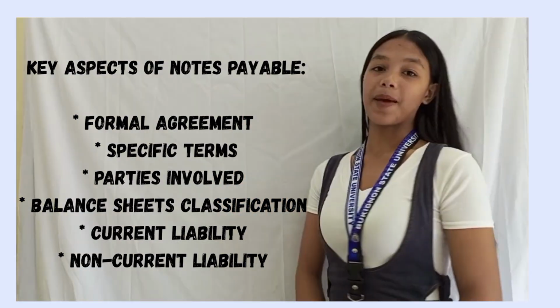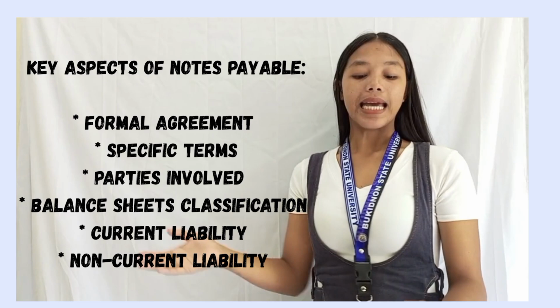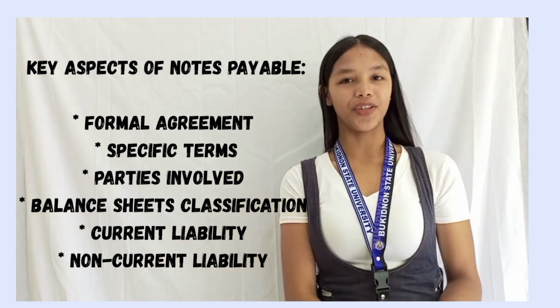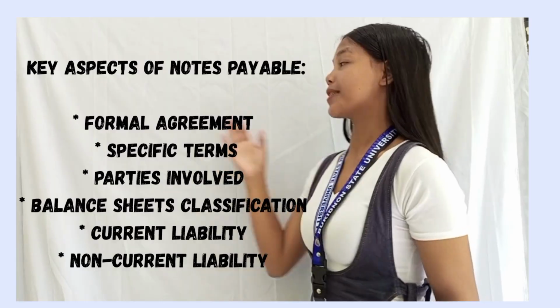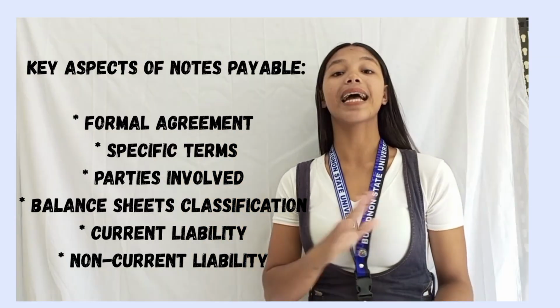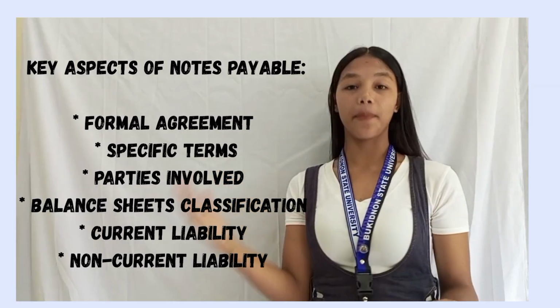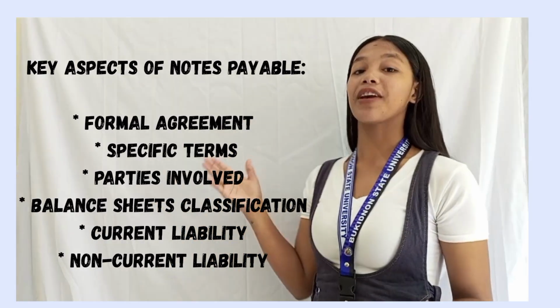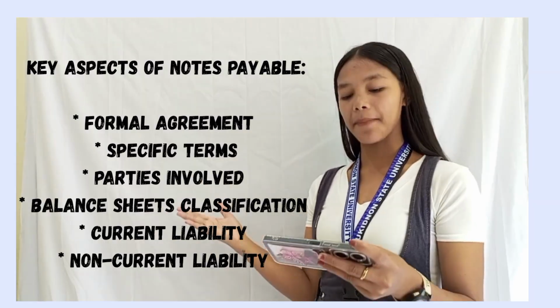So, the first aspect is a formal agreement. A notes payable is a legally binding written contract. So, next is a specific term. The note includes the exact amount of money to be repaid, the interest rate charged on the loan, and a specific maturity date for repayment.